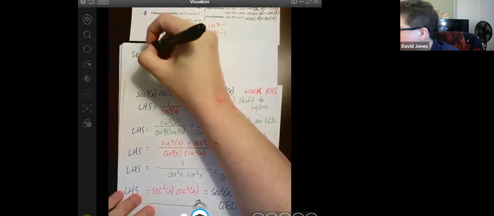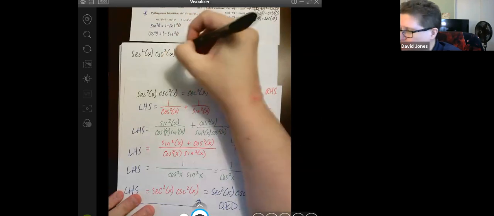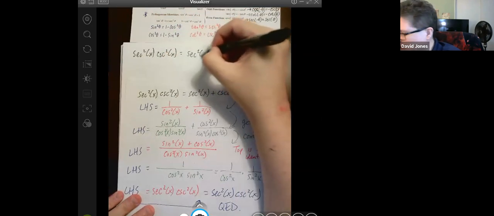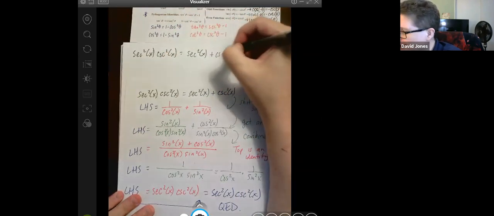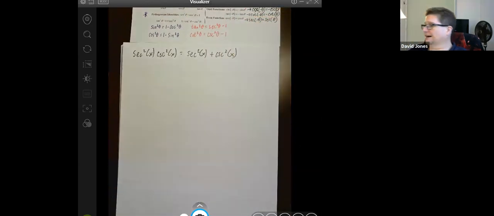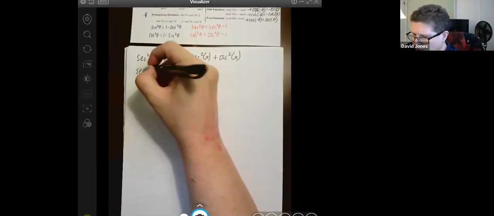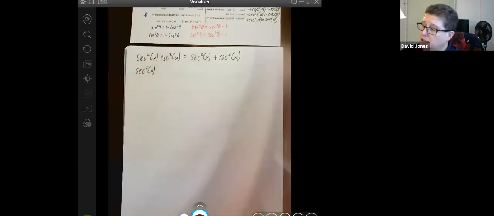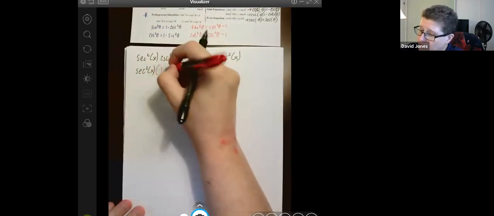Secant squared x, cosecant squared x equals secant squared x plus cosecant squared x. All right, I'm going to work with the left-hand side, but we're going to do something different. I'm just going to do a partial change. Let's just change cosecant squared x. This is 1 plus cotangent squared x.